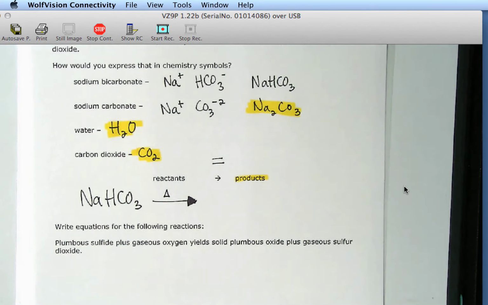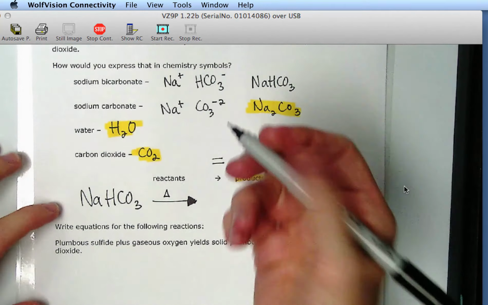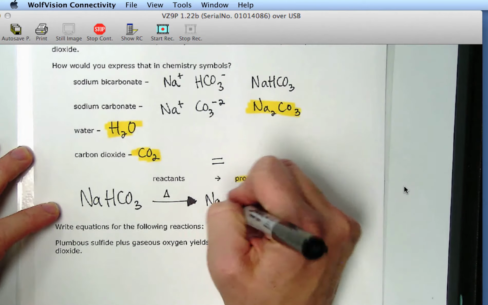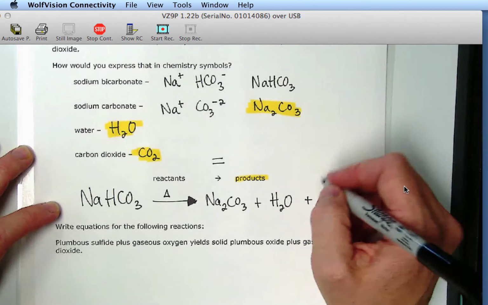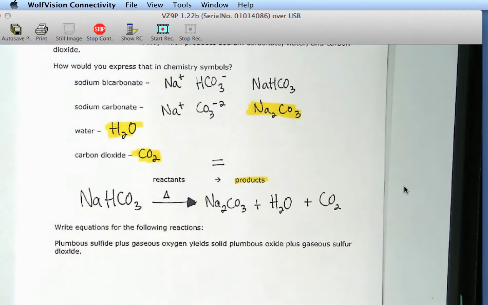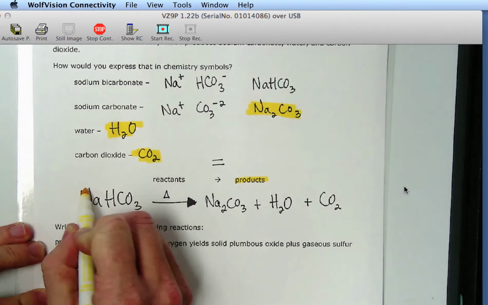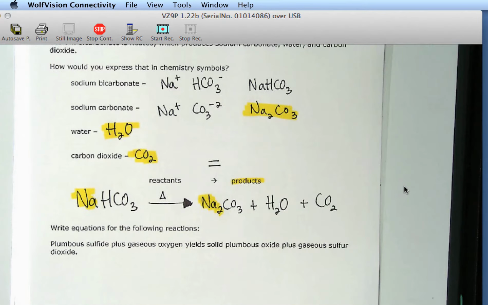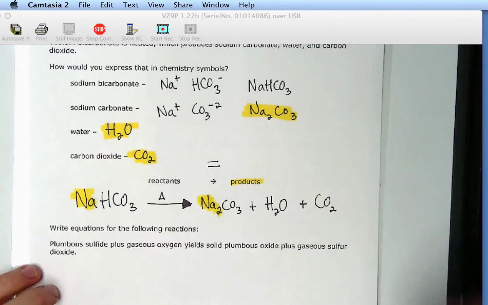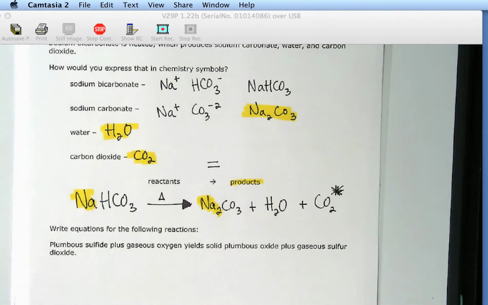So then what's on the right side of the arrow? Na2CO3, water, and carbon dioxide. Well, I bet some of you are already picking up on this, that if you look at the left and the right, you'll see that this is not balanced. So remember that the arrow is an equal sign. So we're going to learn how to balance these reactions. So I'm going to put an asterisk by this one. We're just going to leave it unbalanced. We'll fix it in a little bit.